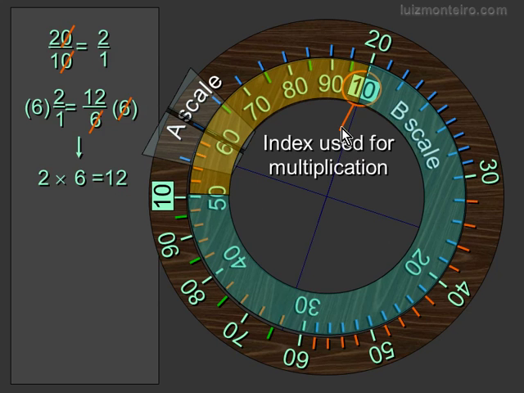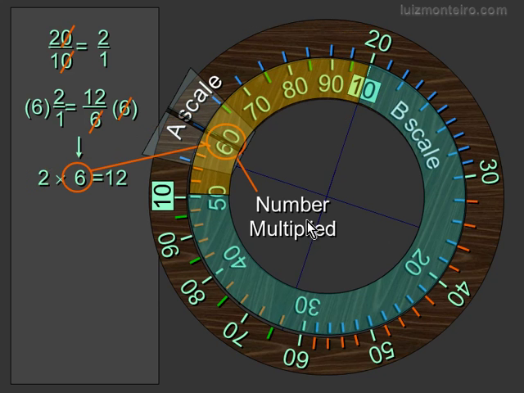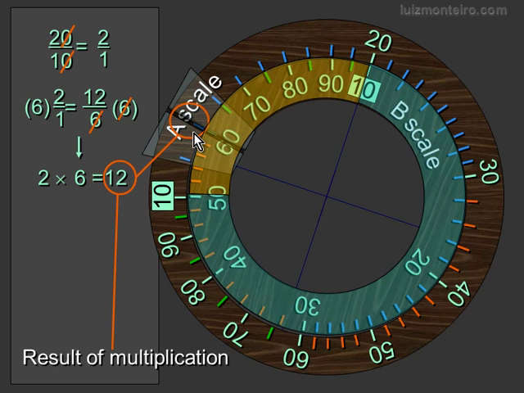So the 10 here is the index we use for multiplication. The multiplier is 2. The number that is being multiplied by is right here, is 6. There is no 6 on the scale, so we use 60 and just ignore the 0. And remember that our answer is going to differ by a certain number of decimal points that we're going to have to figure out using common sense. And on top of that number, we can read the result of multiplication right here, which is 12.